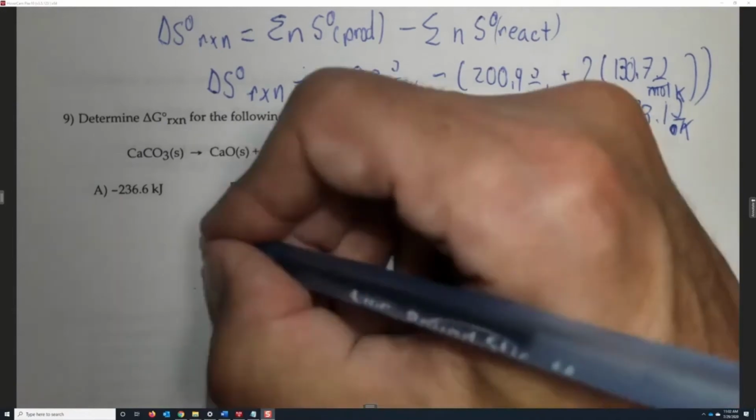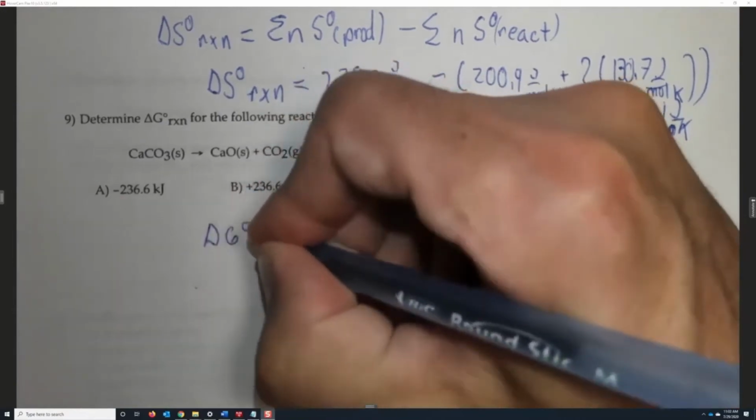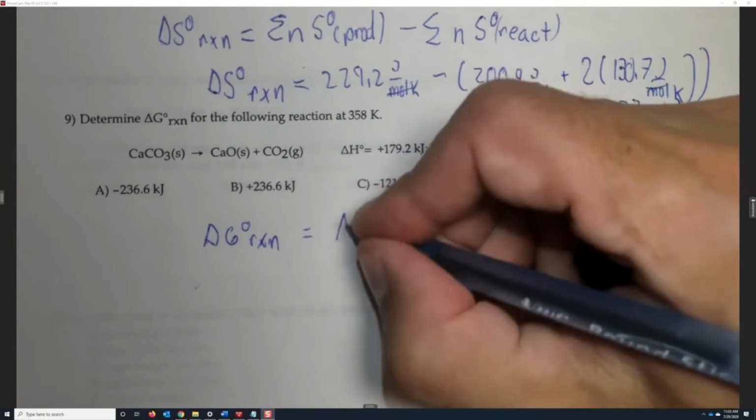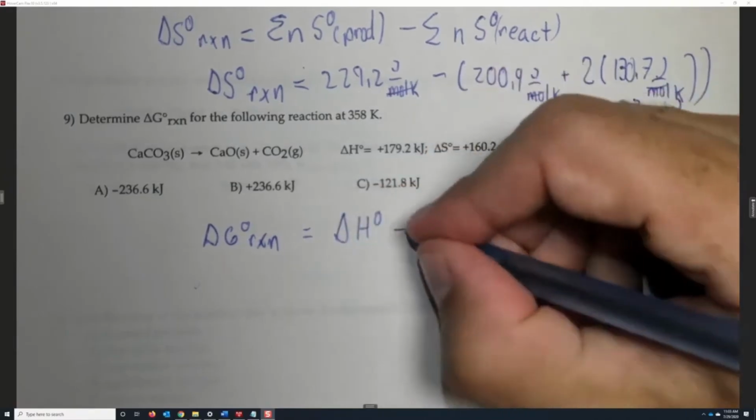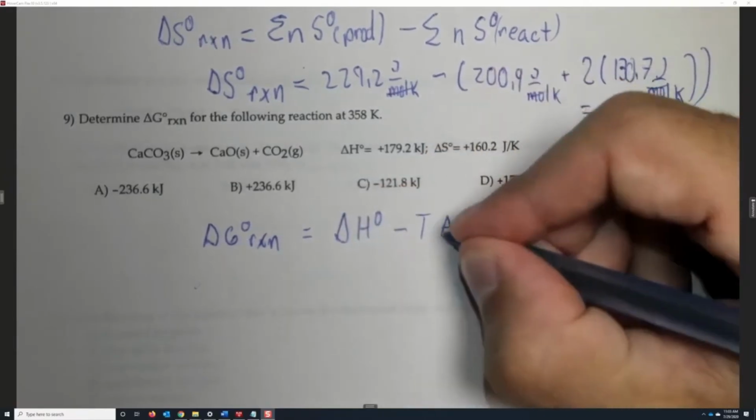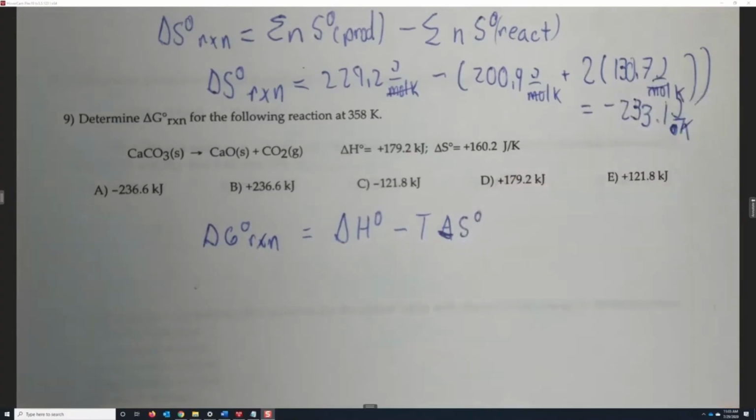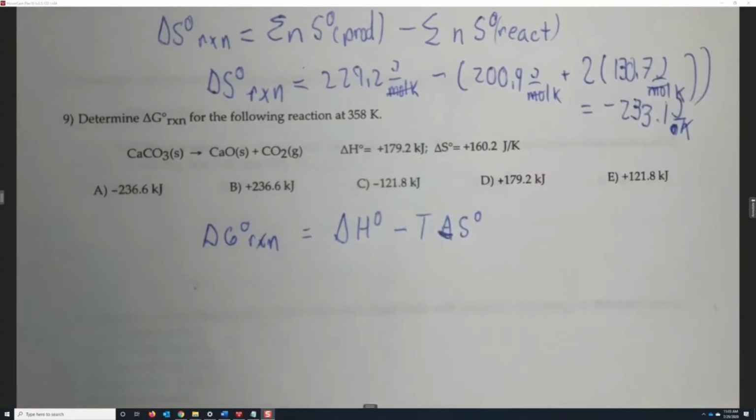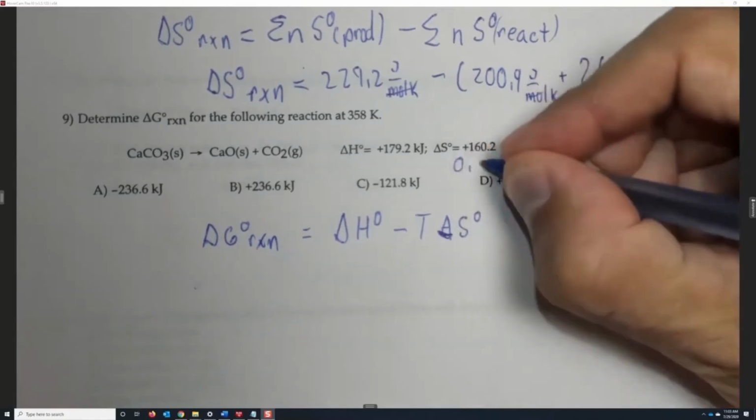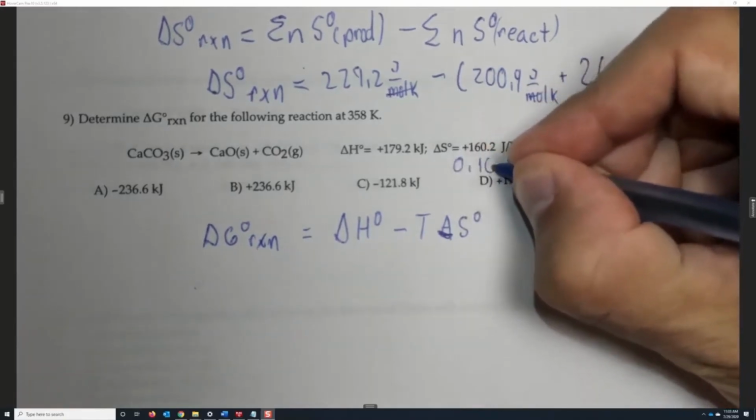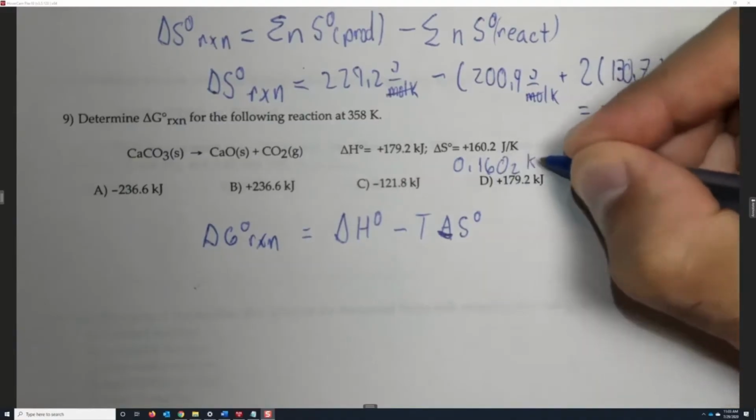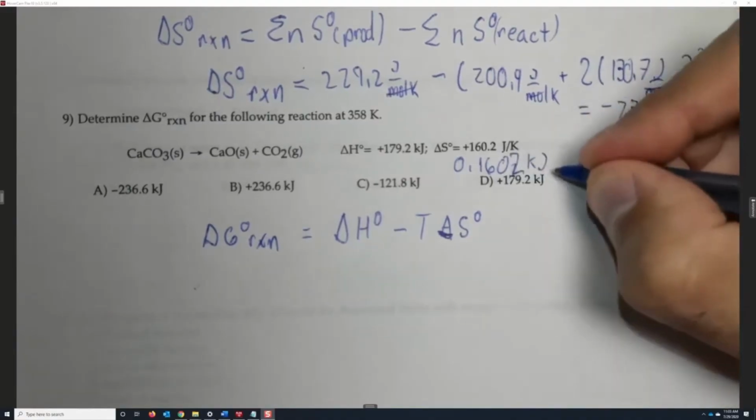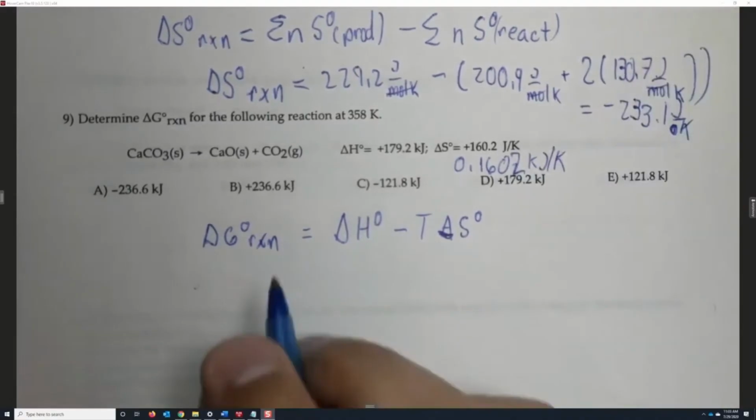So to solve this, we're going to use delta G equals delta H minus T delta S. Note that, as usual, this is in kilojoules and this is in joules. So we need to divide this by 1,000 and write it as 0.1602 kilojoules, it should be up there, per K. Now we can plug in.